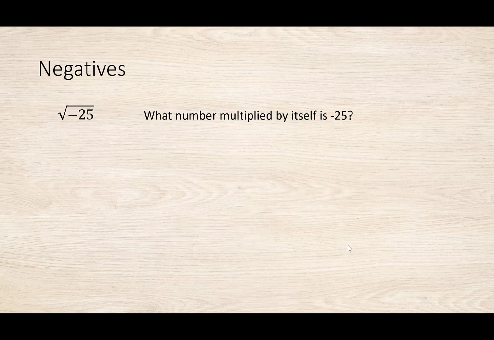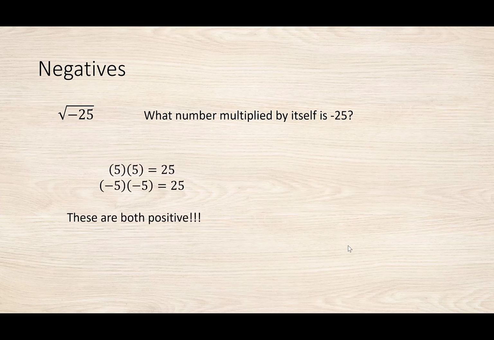But what about negatives? What if we have the square root of negative 25? We have to figure out what number multiplied by itself is negative 25. Well, 5 times 5 is 25, and negative 5 times negative 5 is also positive 25. So these are both positive numbers.